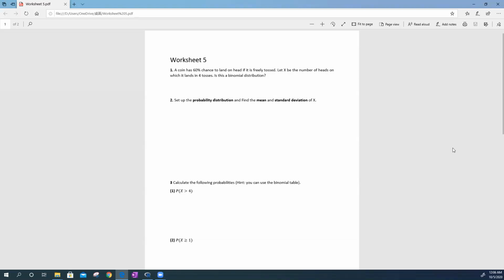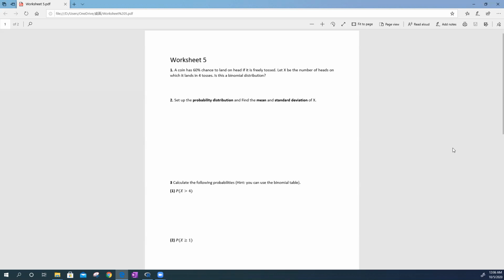Okay, let's now look at worksheet 5, the last one. Question number 1. A coin has 60% chance to land on head if it's freely tossed. Let x be the number of heads on which it lands in 4 tosses. Is this a binomial distribution?